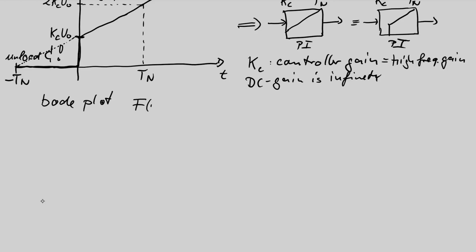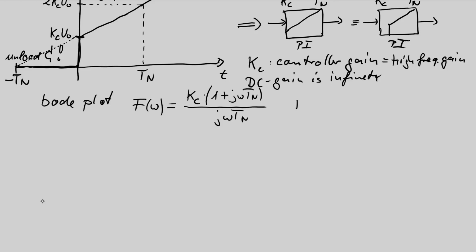The steps we have done several times. The complex frequency response transfer function for the PI is Kc times (1 plus, p replaced by j omega, so j omega Tn) divided by j omega Tn.